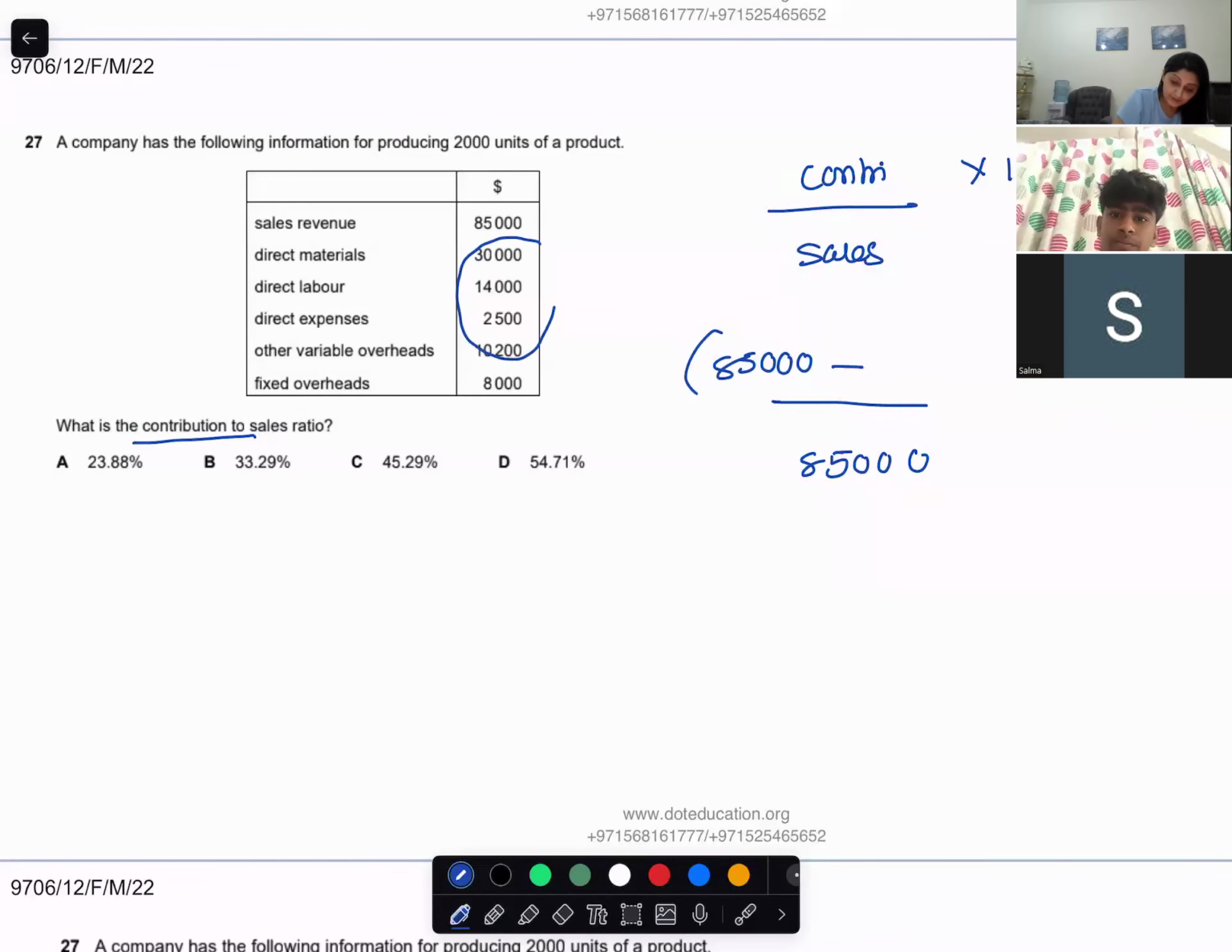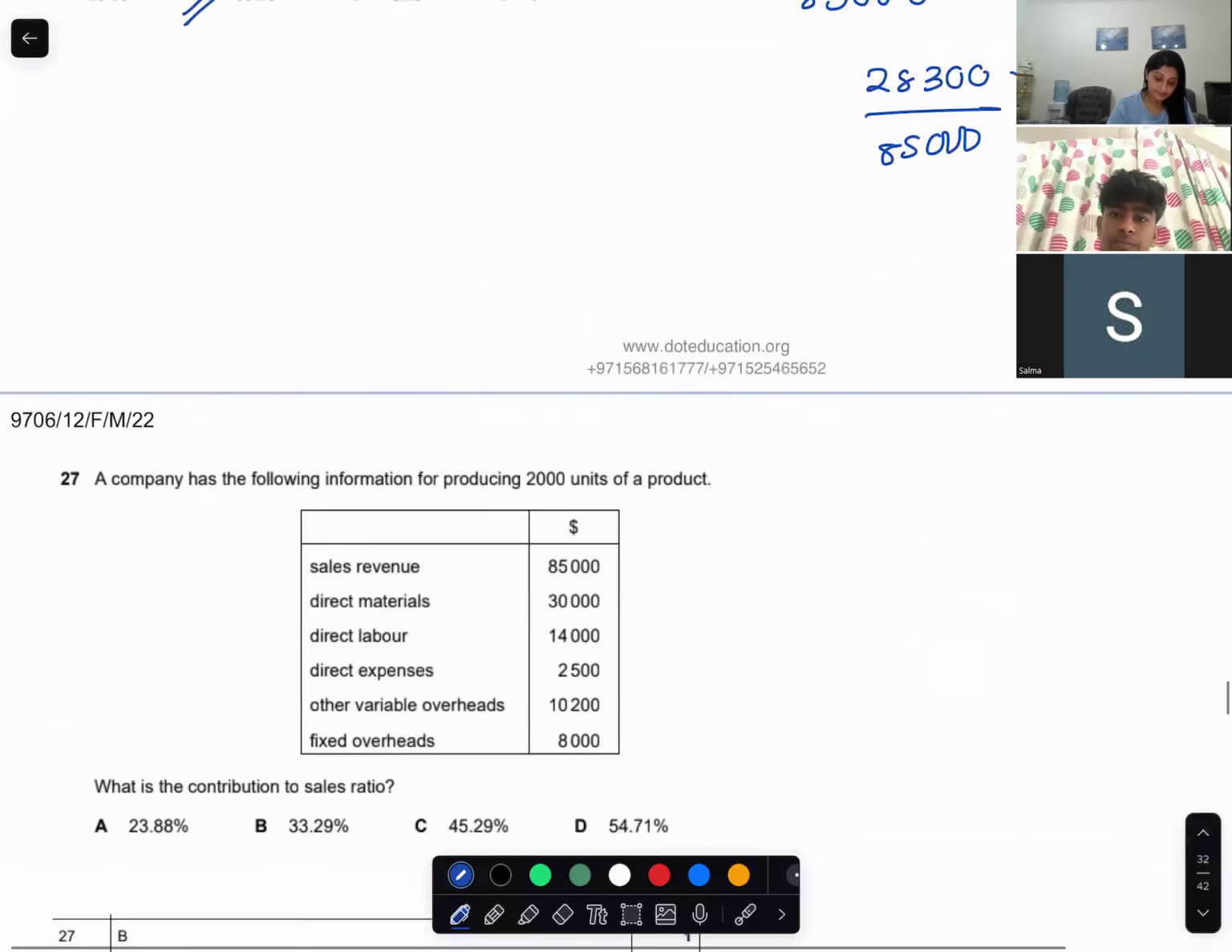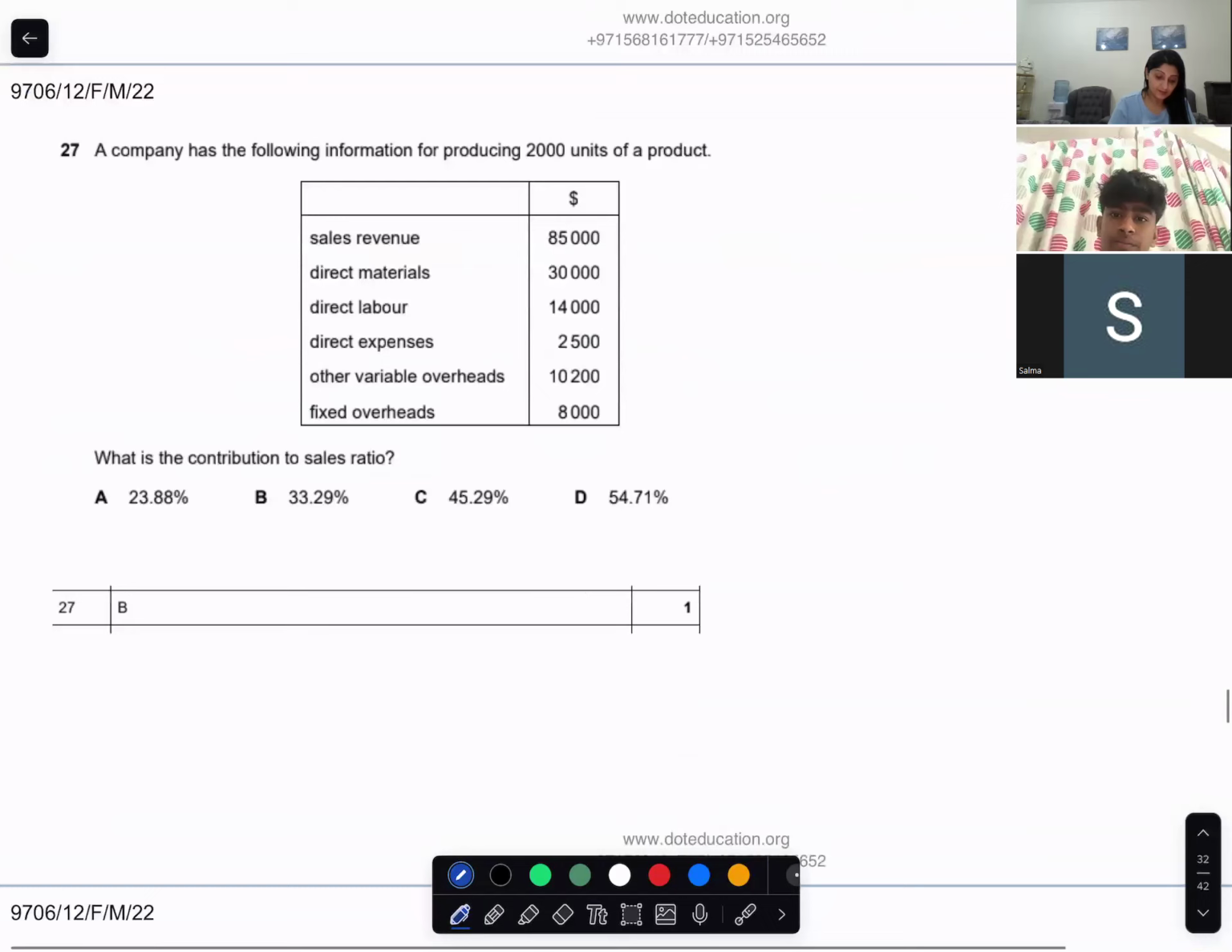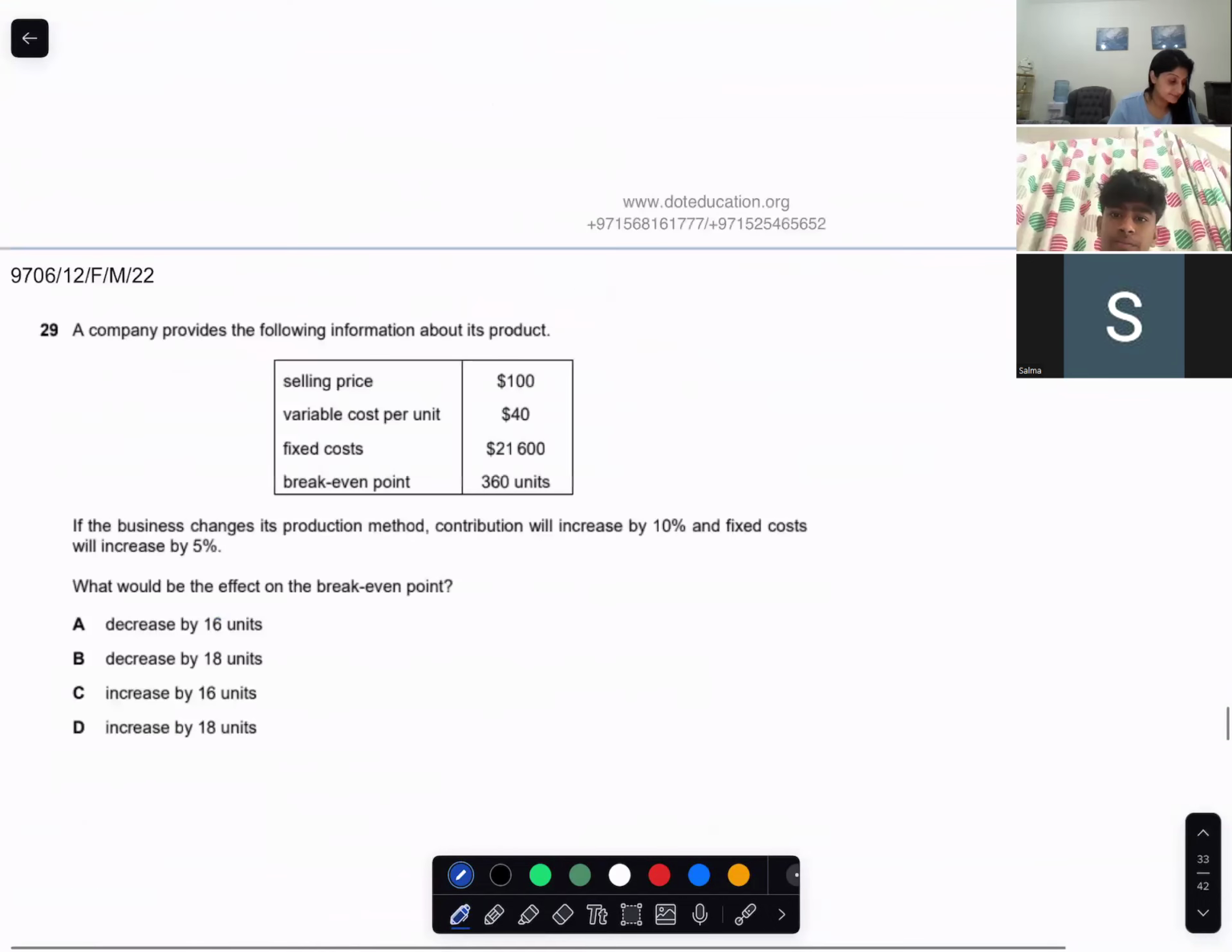56,700. The total of all this is how much? 56,700. And my contribution was 28,300. So 28,000 divided by 85,000 into 100 is 33.29%. Very good. Option B.